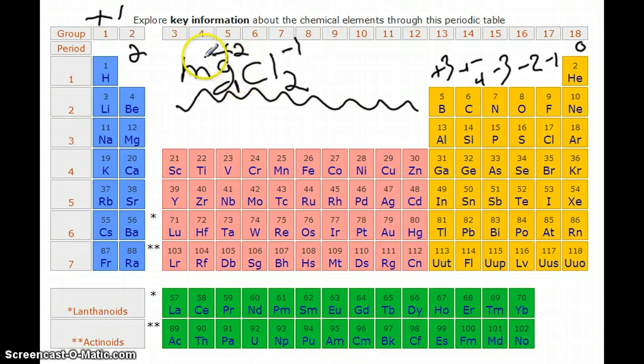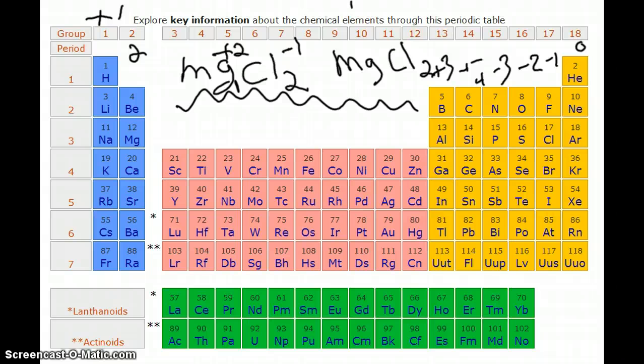So we need 1 magnesium for every 2 chlorines. So that means we're going to write the formula MgCl2. To double check your math, just simply take the subscript for each element and multiply by its oxidation number. 2 times a -1 is a -2, and 1 times a +2 is a +2. So a +2 and a -2 cancel out.